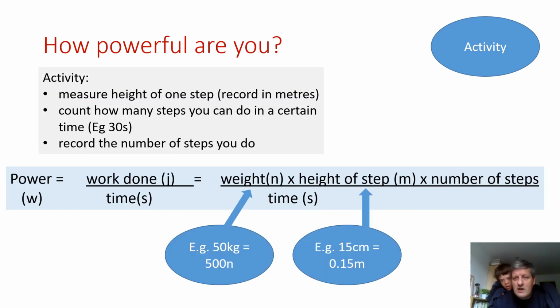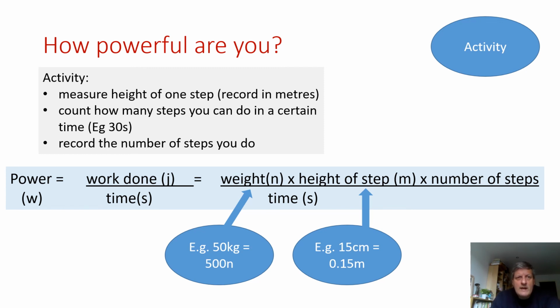And then you need to use our power equation to calculate your power. So we'll use the work done divided by time version of the equation. Work done equals force times distance. In this case, it's equal to weight times the height, the total height that we've climbed during the 30-second time period. So that's why on the top line we have weight times height of step times number of steps. We divide that by the time.